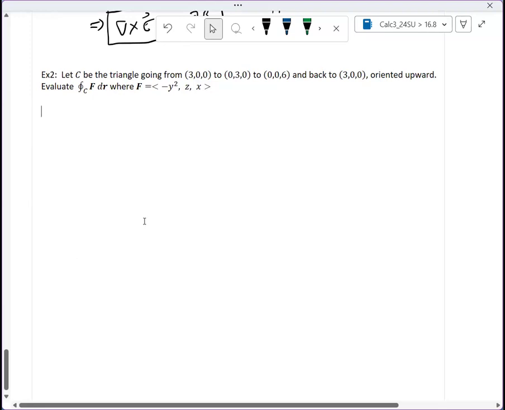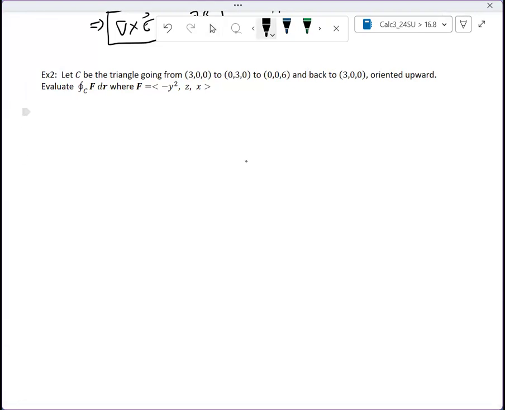Okay, and then the last bit here, we'll go back to something more practical. We'll go back to an example. Here we have example 2. Let C be the triangle going between these different points. So let's draw it out.